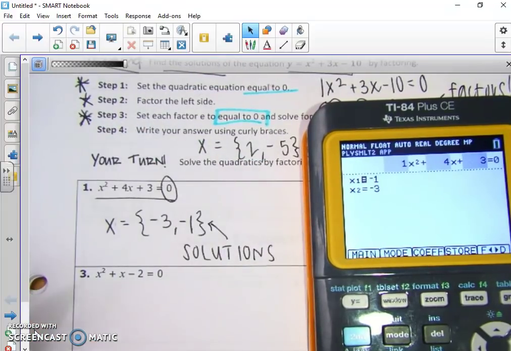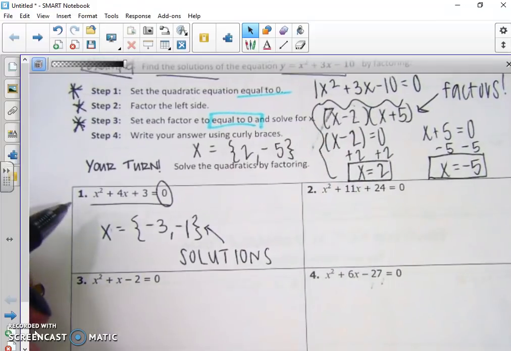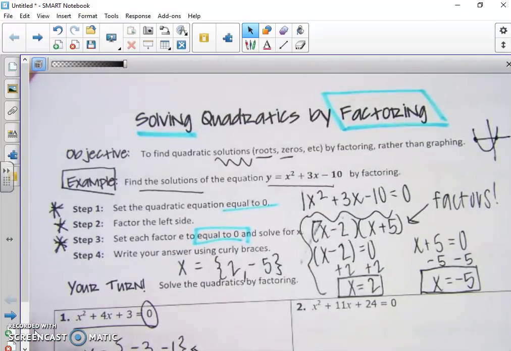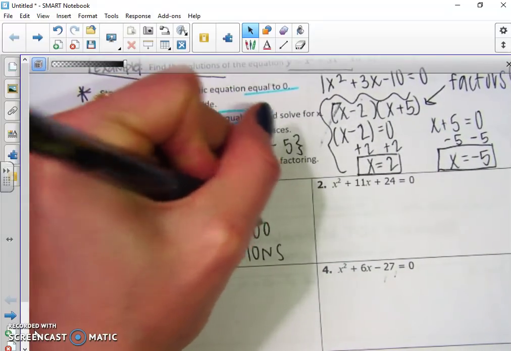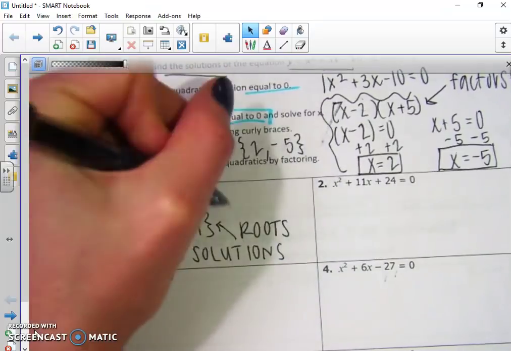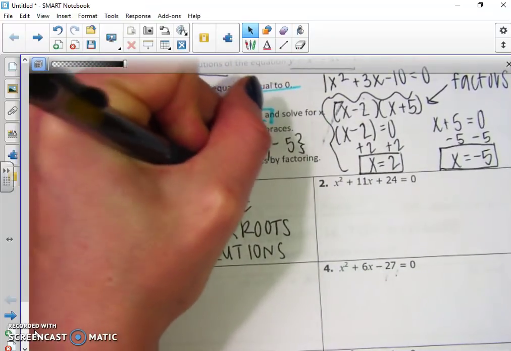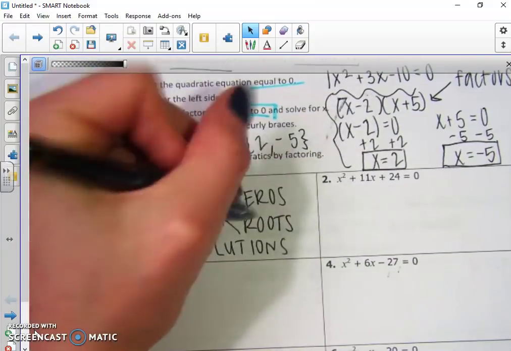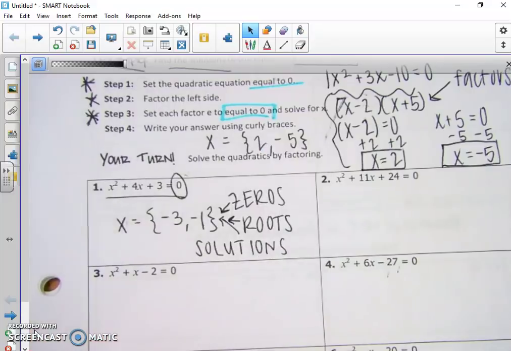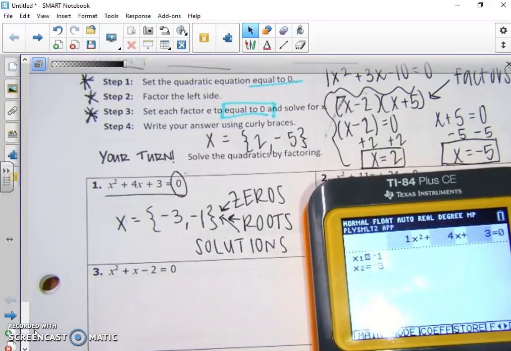Okay? So we are looking for solutions, roots, zeros. So we're going to call these the solutions. You might also see them referred to as roots or zeros. These are also the x-intercepts. Okay, they all mean the same thing. And our app is going to give us those directly.